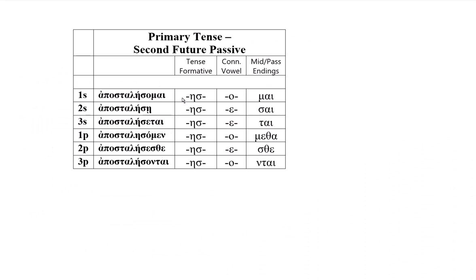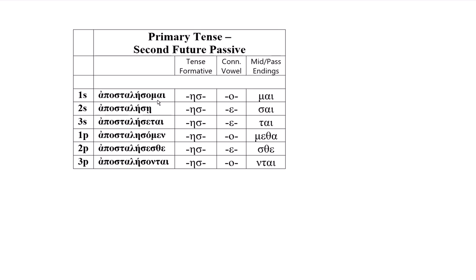We look briefly at the full table for the second future passive. We're using the example here of apostello, and so we have apostalesomai, apostalesomai. So notice that there is the ace that comes there. The apostello has a double L. This drops the L, which helps us to tell that it's not present tense. But we also have the ace. There's no augment, so it's still the alpha at the beginning. And then we have the a connecting vowel, mai ending.